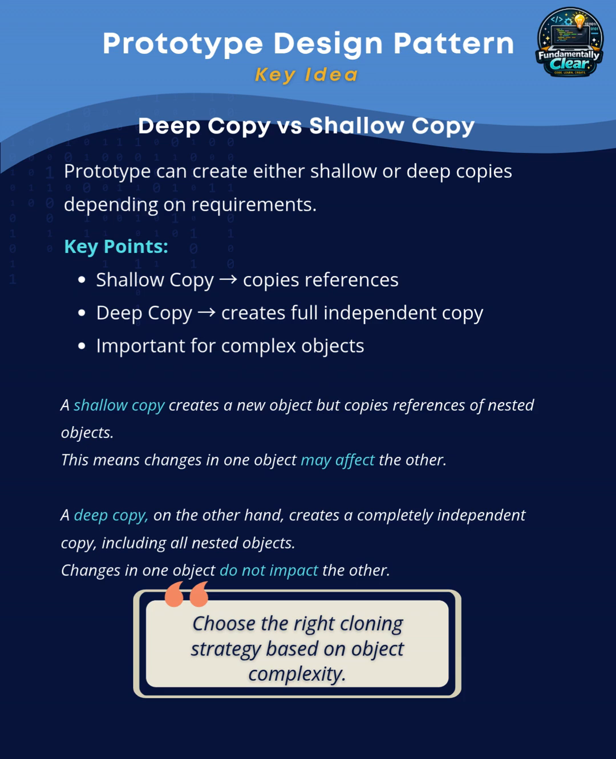Now here's a critical concept you absolutely must understand, and you will be asked about this in interviews. There are 2 types of copies in Prototype. Shallow copy copies the object, but for any nested reference types, it only copies the reference, not the actual object. So if the original and the clone share a nested object, changes in one can affect the other. Deep copy creates a completely independent duplicate, including all nested objects. Changes in one object have 0 impact on the other. Choose the right strategy based on your object's complexity.